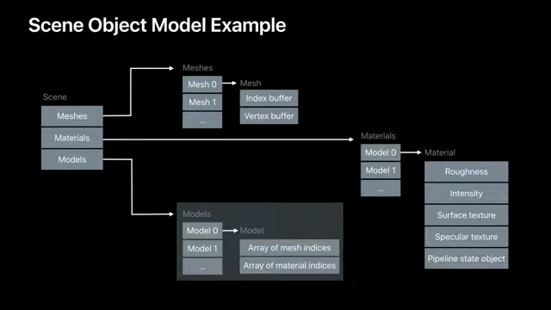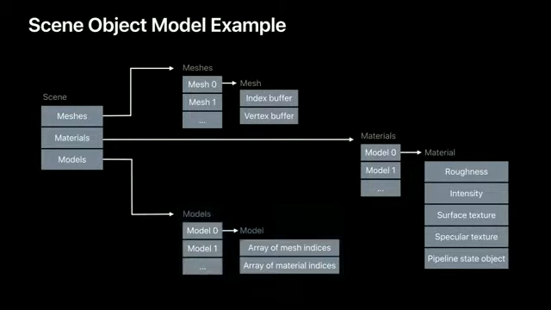Here, each model can have an LOD. So in this example, we have each model consisting of an array of meshes and materials, one for each LOD. Finally, we have a scene object that relates the meshes, materials, and models that are part of our scene. So let's see how this object model can be expressed with argument buffers.